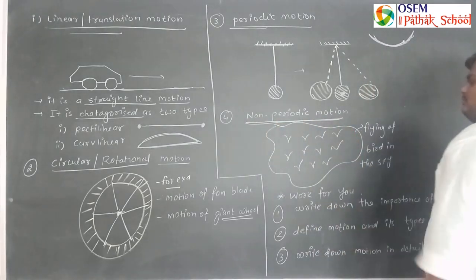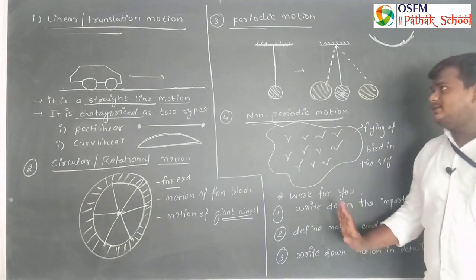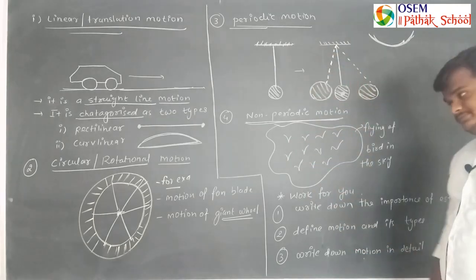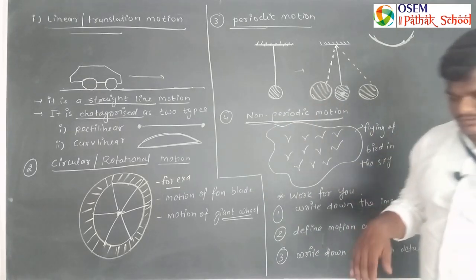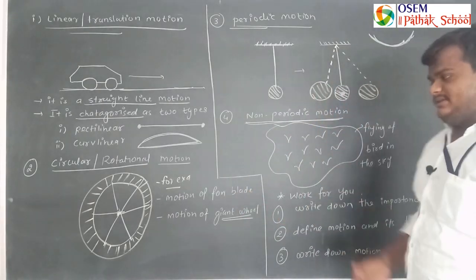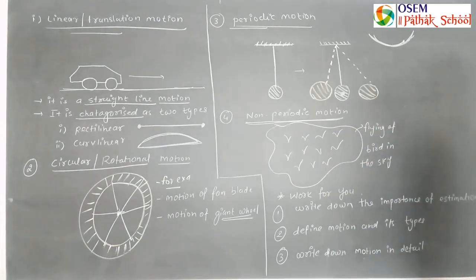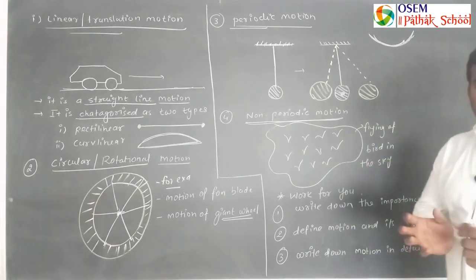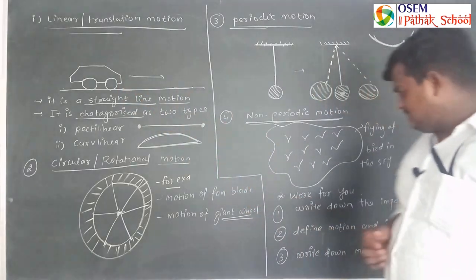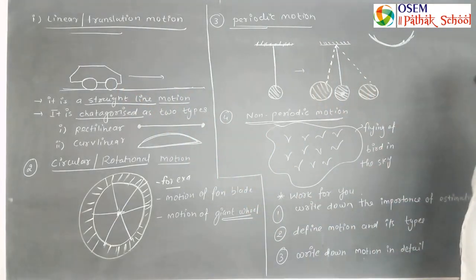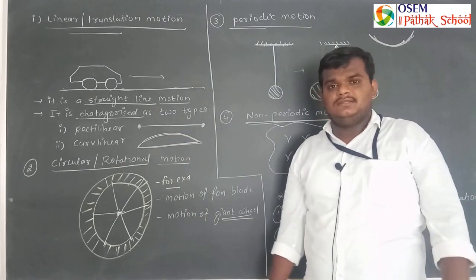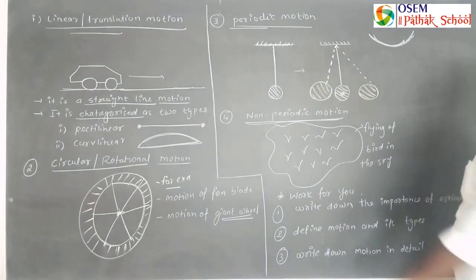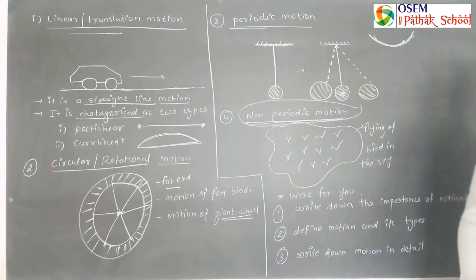Now the non-periodic motion. Non-periodic is opposite to periodic. In this type of motion, no reference point or axis is required. It is random motion in all directions. For example, the flying of a bird in the sky. It is not fixed; the bird can go from here to here, or from here to here, meaning it is random motion. So this is your random motion, non-periodic motion.